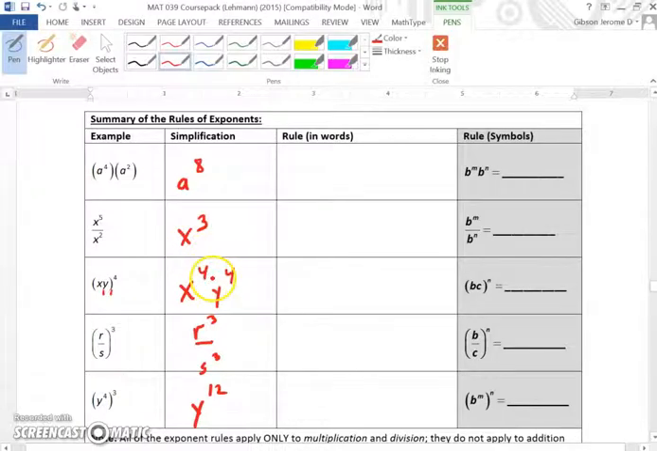Yes? Oh, thank you. I made an error. This is supposed to be a to the 6th, not a to the 8th. The only time we multiply the exponents is when we have a power to a power. So that was my error. Thank you, young lady. Okay, so again, according to the rule, when you multiply, you keep the same base, you add the exponents. And here when you divide, you keep the same base and you subtract the exponents.